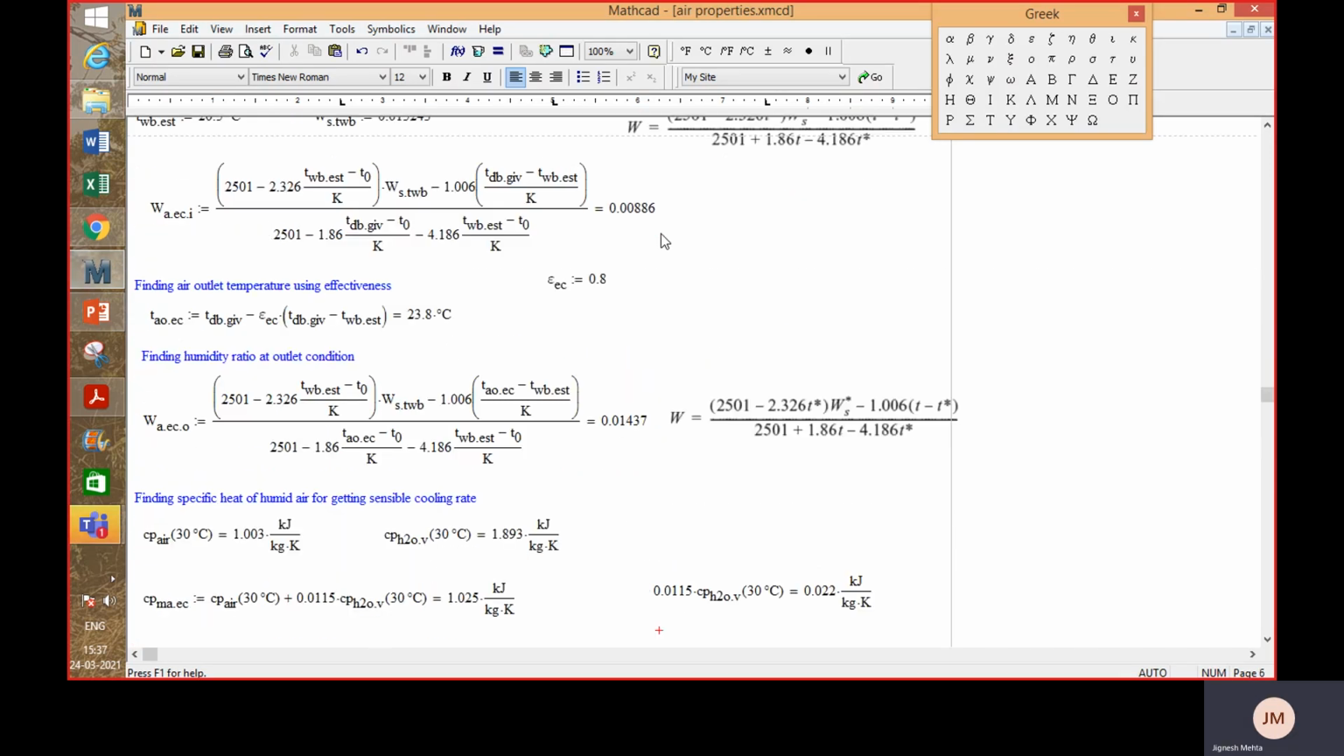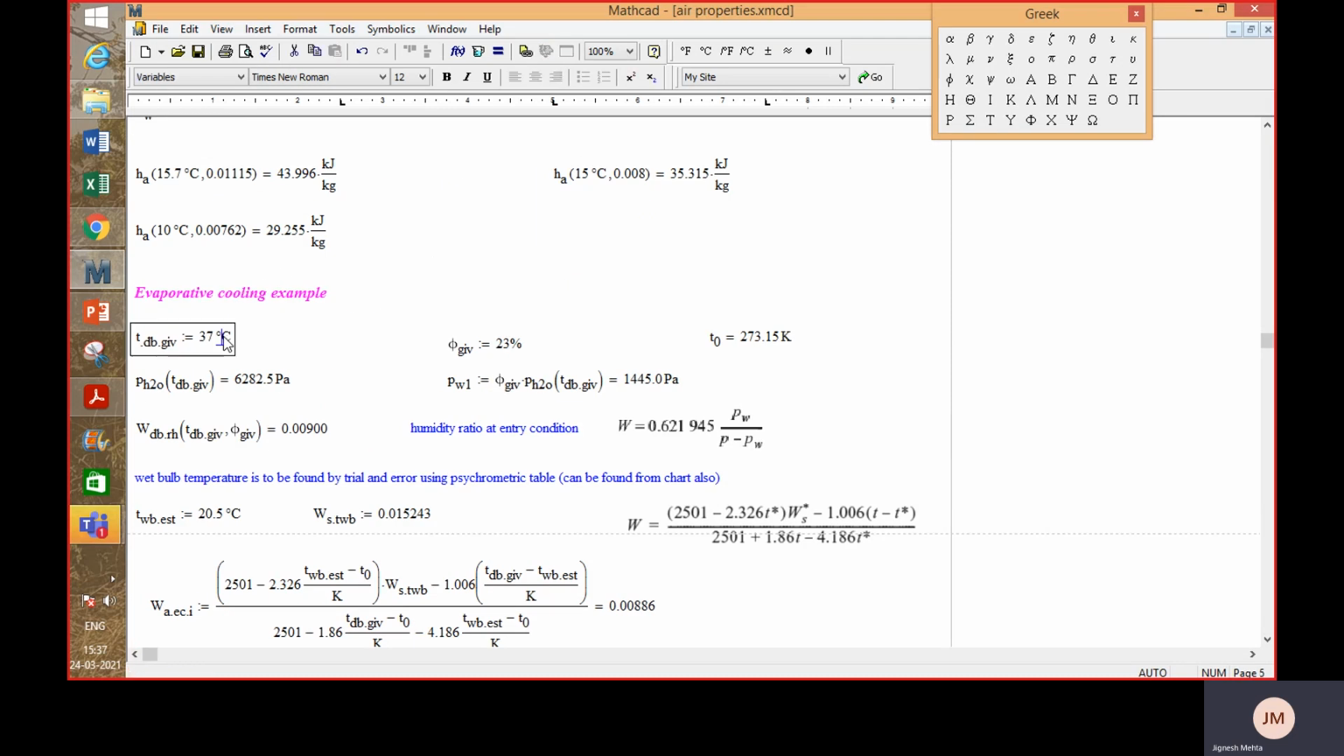So this is the evaporative cooling example. Here the dry bulb temperature given is 37 degrees Celsius. The relative humidity given is 23%. Now you want to get the humidity ratio at this condition, A or 1, the entry condition. So how can you get the humidity ratio? You can get it with this formula. W is equal to 0.621945 PW, that is water vapor pressure, over P minus PW. Here P is the total pressure, and if not specified, you will take it as 101.325 kilopascal. So with this formula, I can get the value of W.